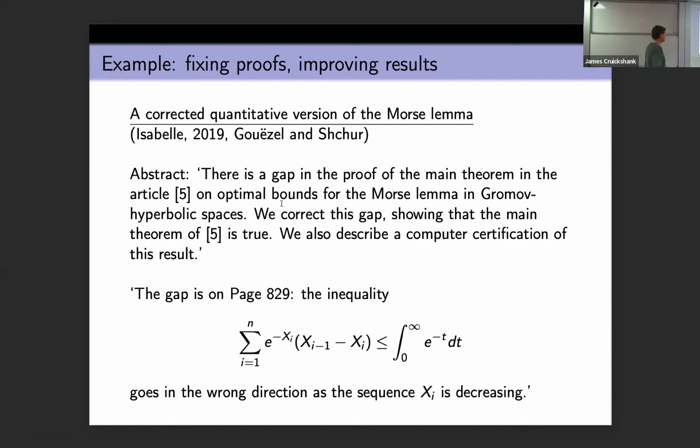growth of hyperbolic space. And then Sebastian Guzel was interested in it and tried to formalize this paper, especially this bound. And then at some point he stumbled upon some mistake. So he writes, there's a gap in the proof of the main theorem of this article, Sure, on optimal bounds for the Morse lemma, growth of hyperbolic spaces. And we correct this gap, formalize it in Isabelle 2019, showing that the main theorem is true. We also describe the computer certification of this result.